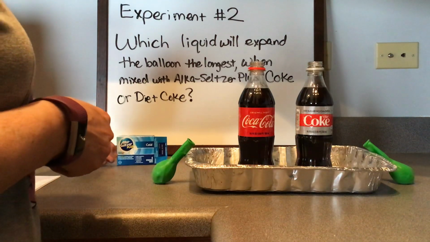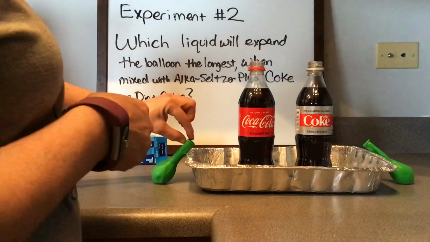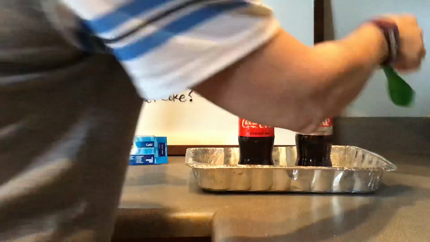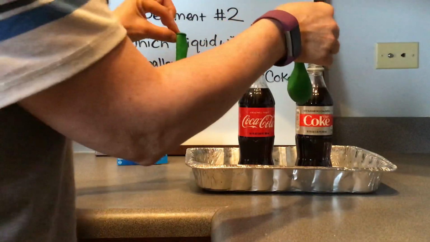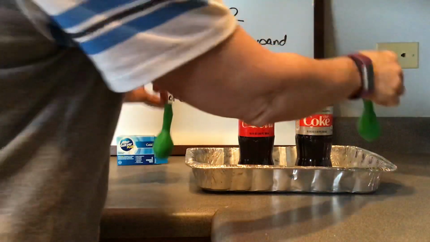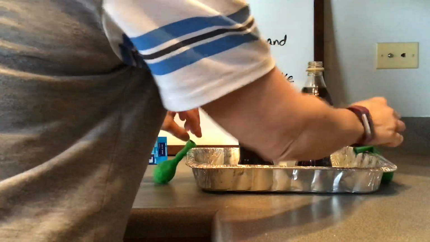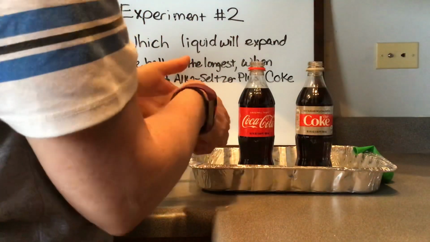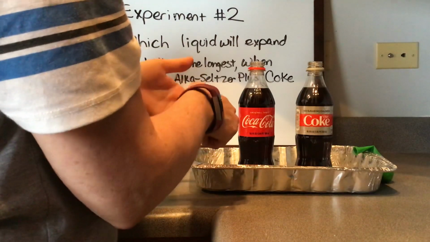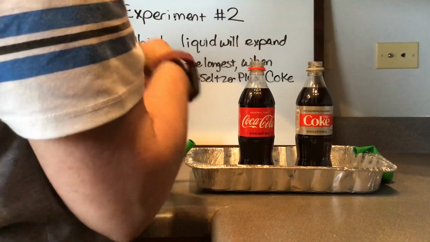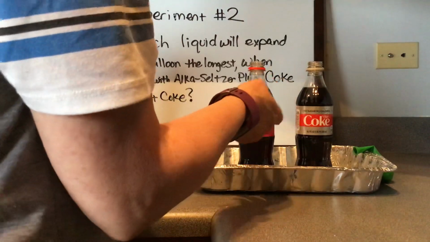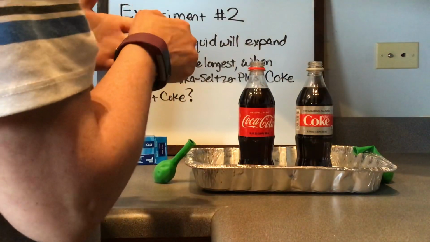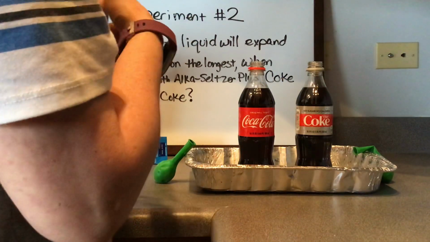In half, and I smashed it up and put half a tablet in each balloon, same size balloon, same color balloon. And the two different liquids, I have 16.9 fluid ounces of Coca-Cola and 16.9 fluid ounces of Diet Coke. And then the next step of the scientific method would be to form a hypothesis.